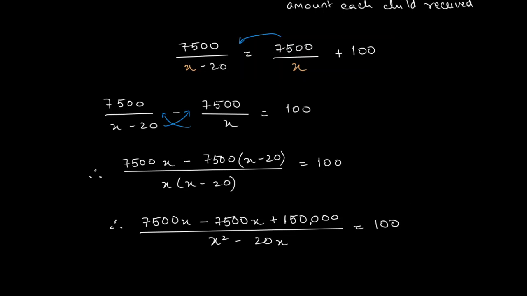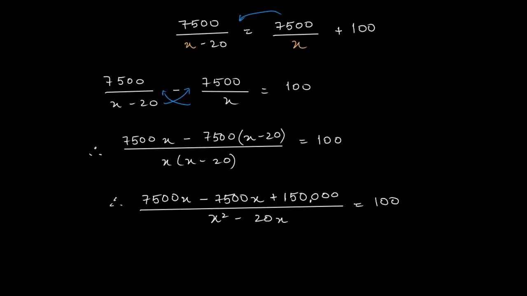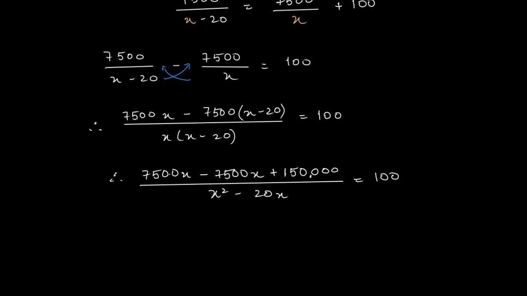All right. So you notice now we have 7,500x minus 7,500x. Those two terms get cancelled. Let's take this entire denominator from the left hand side to the right hand side. Okay. So therefore I have, and let's bring this 100 from the right to the left as well.